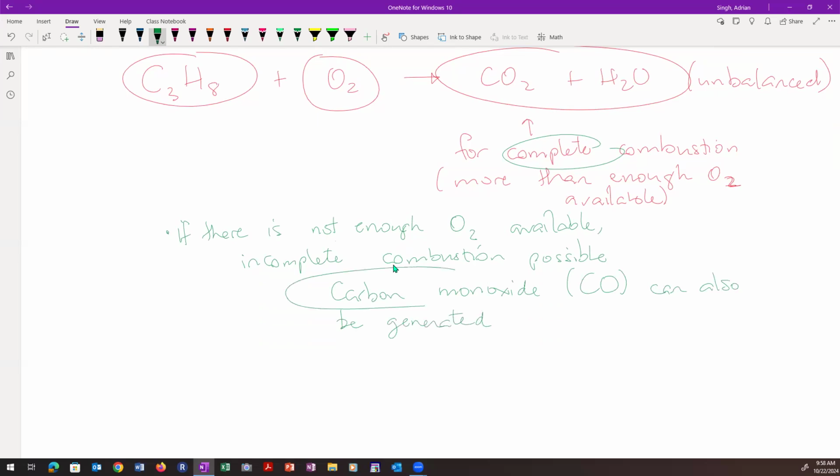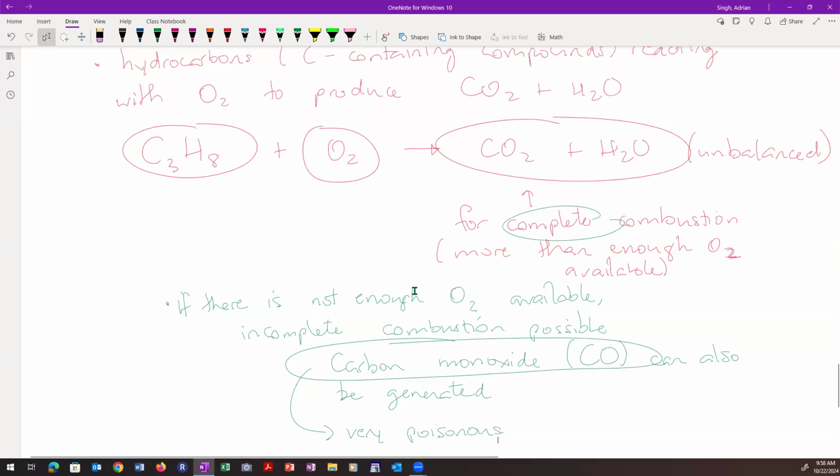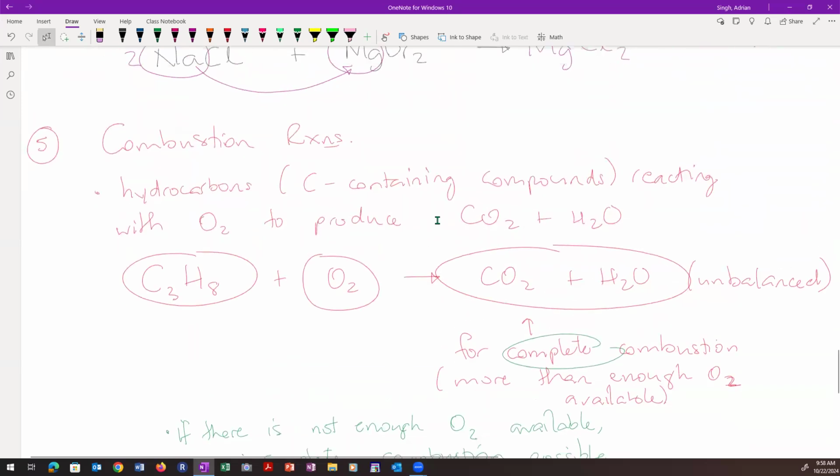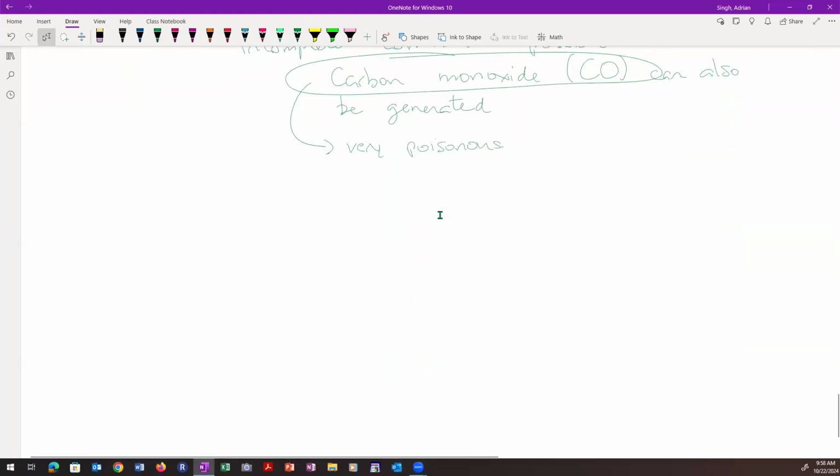Okay, and carbon monoxide is very, very poisonous. Small amounts can actually kill. So we really want to not have incomplete combustion, especially in enclosed spaces, because the CO can build up very, very easily. So those are the 5 major types of reactions that we're going to encounter. Within these, there are some subcategories, and we'll talk a little bit about other ones down the road.